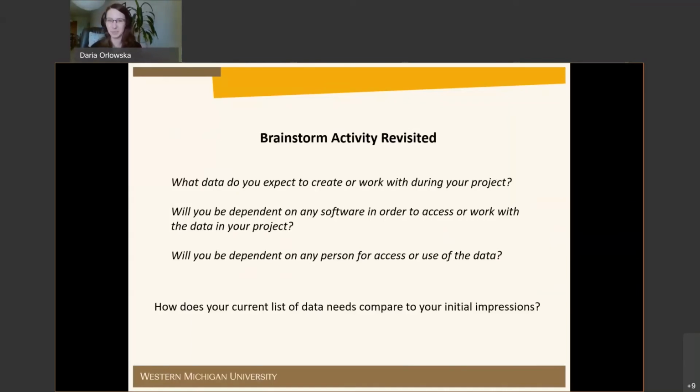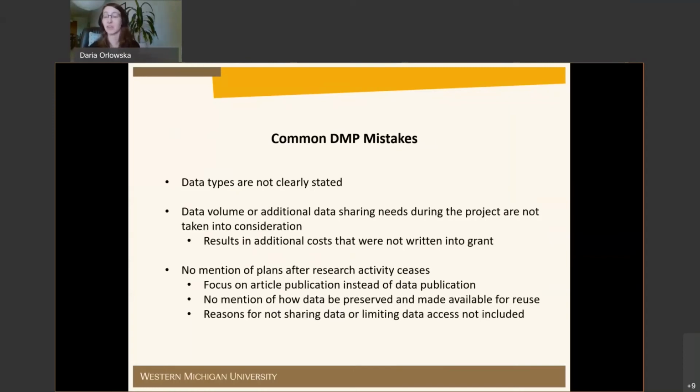So just to finish up, I want to talk a little bit about common data management plan mistakes. I've reviewed a few data management plans here and at previous institutions, and here are some things that come up fairly often. The first thing is data types are not clearly stated. People talk about what data they are going to be generating very generally, and they do not say, hey, I'm generating text files and CSVs and images that are PNGs. You need to state what you're going to be generating so we know what formats they're going to be in.